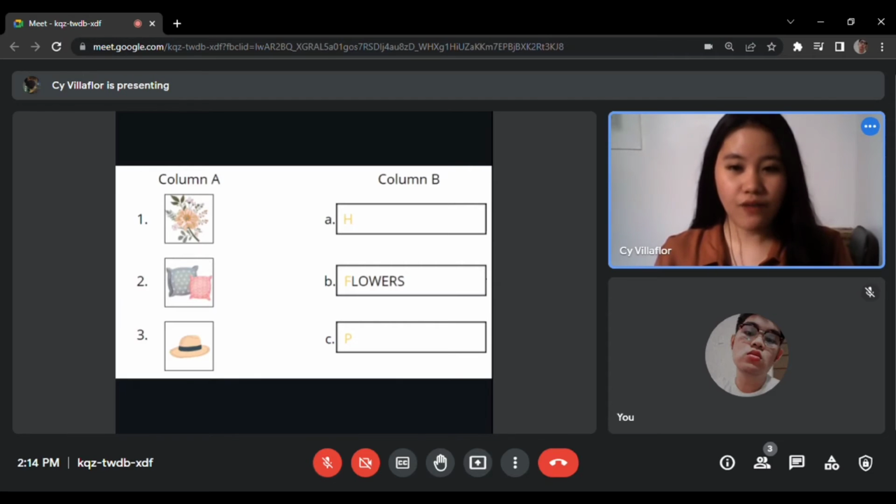The word flower is made up of f, l, o, w, e, r, s. It is flowers. The next one is, you are correct. It is pillow.